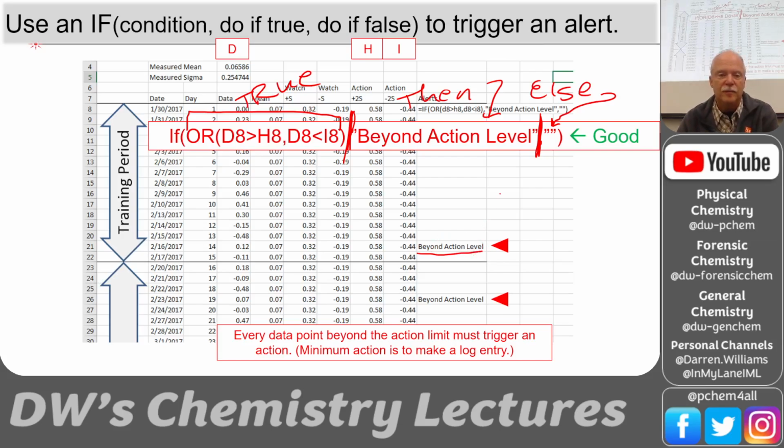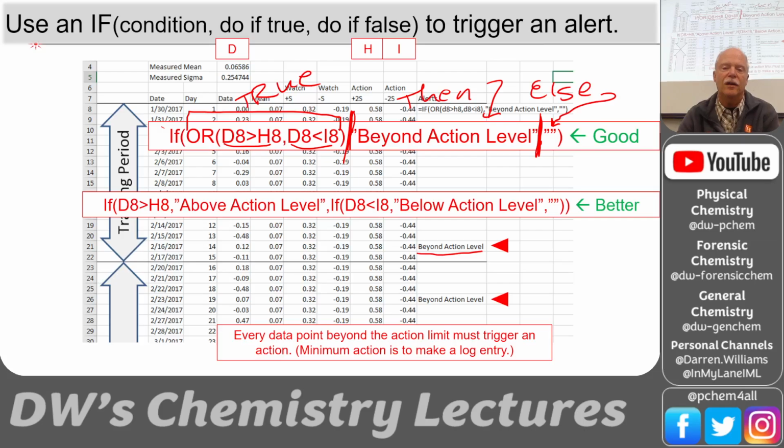But this is better. It's a little bit longer. Oh, and the OR thing is kind of cool, right? So it says, OR will produce true if the first is true or the second is true. So that's kind of nice. You get to use a Boolean OR gate. But this is even better. It has a nested if. So look, there's 2 ifs.